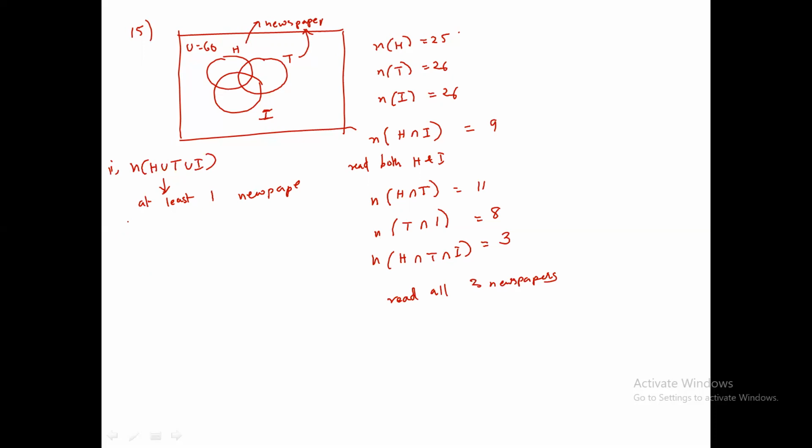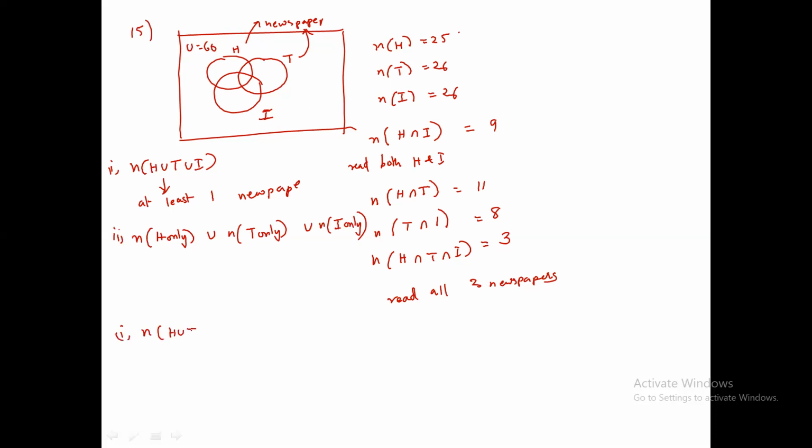And the number of people who read exactly one newspaper. The second one is people who read only H, or people who read only T, or people who read only I. These two you have to find.